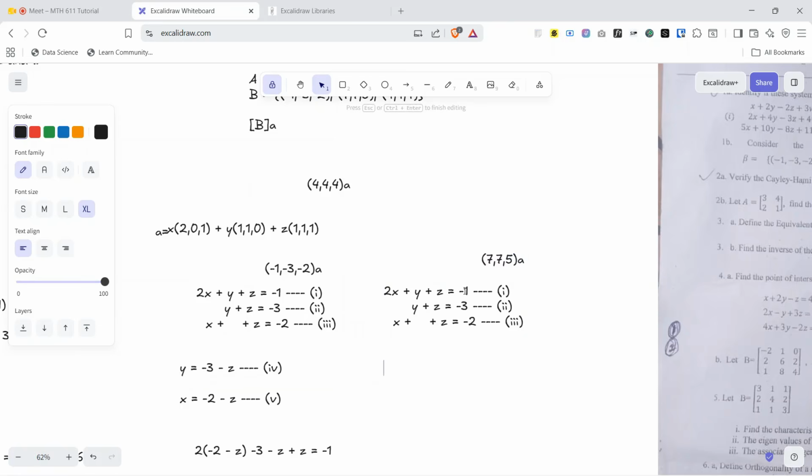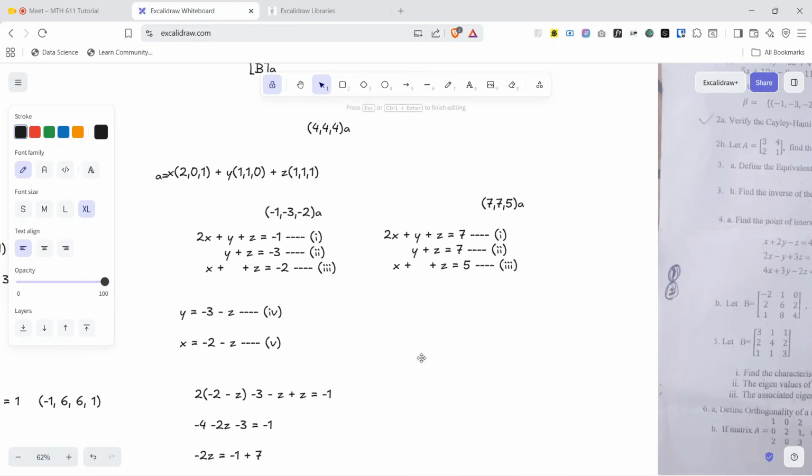So this will now be minus 7 again. This will be 7, this will be 7, and then this will be 5. So now our equation 4 will be y equals 7 minus z. That's equation 4. And then equation 5 would be x equals 5 minus z. That's equation 5.